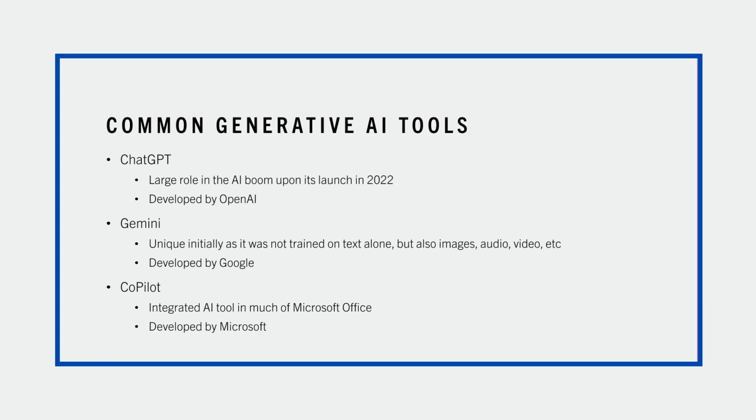Next up is Gemini. Gemini was unique as it was initially not trained only on text, but also on images, audio, and video, which is very unique and different for that time. It was developed by Google and can be seen in many different Google products today. Lastly is Copilot. Copilot was developed by Microsoft, and it is integrated now into many of the Microsoft Office tools like Teams, Excel, Word, and much more.